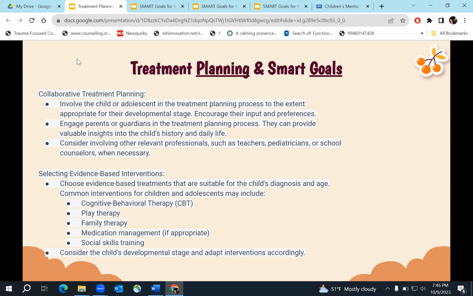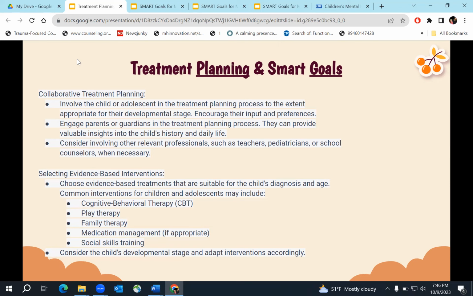You want to make sure that you're engaging families, so parents and guardians, in the treatment planning process. Families can provide valuable insight into a child's history, into their daily life, and into specifically how well any sort of treatment is going to work.